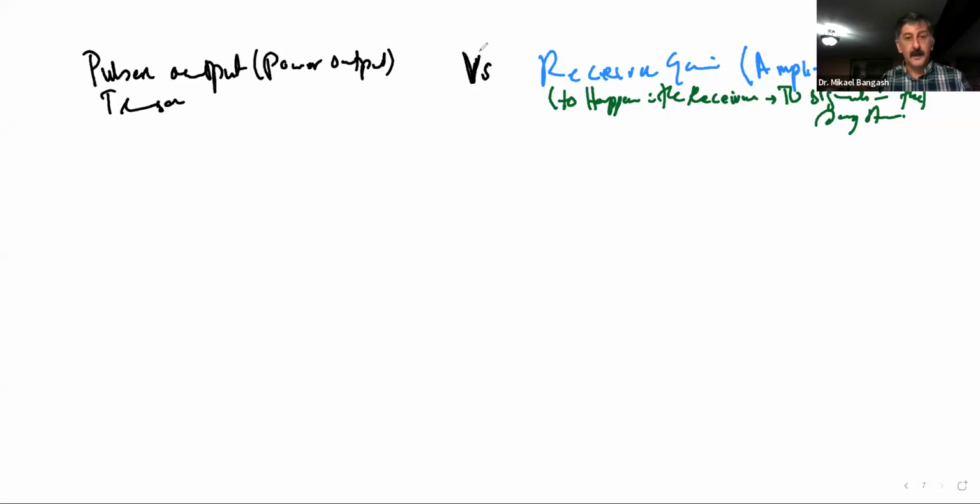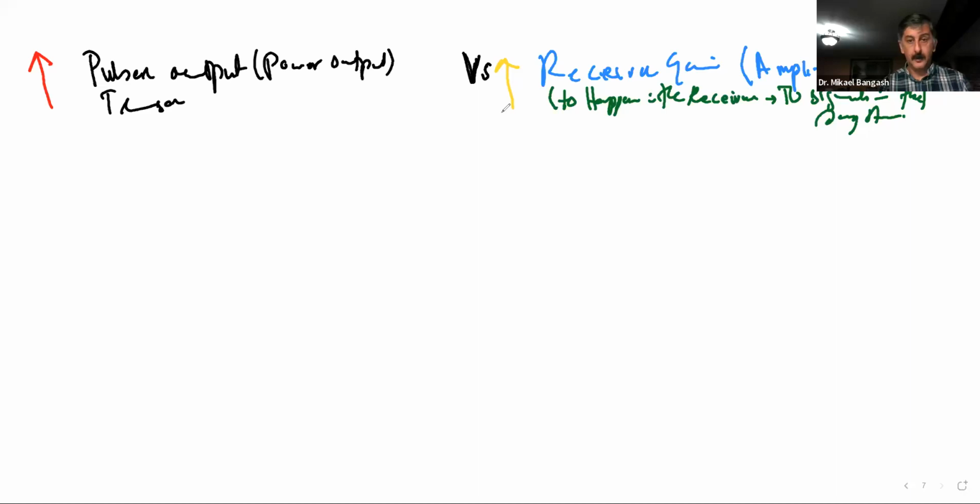Now, there were mainly two things that we could do. We could either have a greater pulser output, or transducer output, or power output. We could also have a greater receiver gain or amplification, or we can increase them, if you want to put it that way.